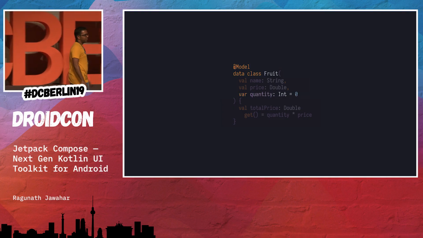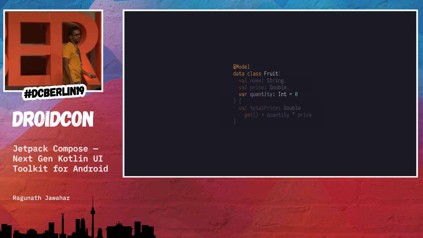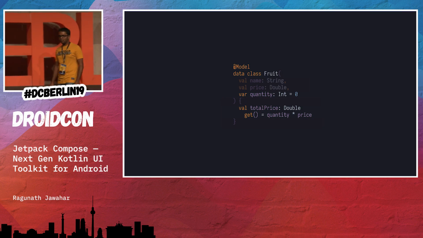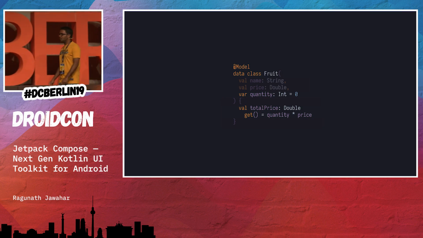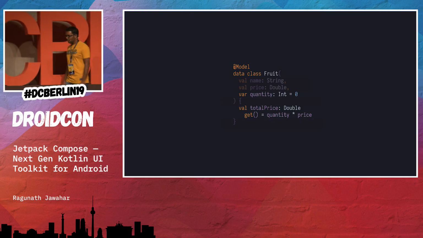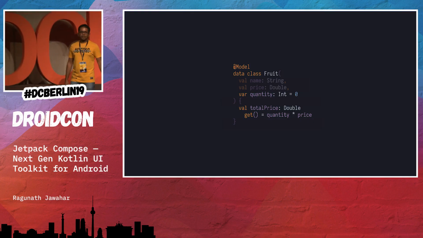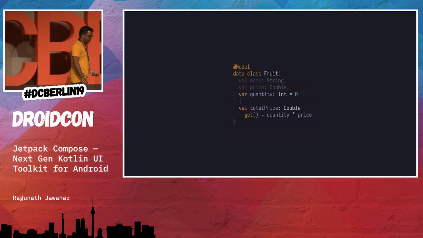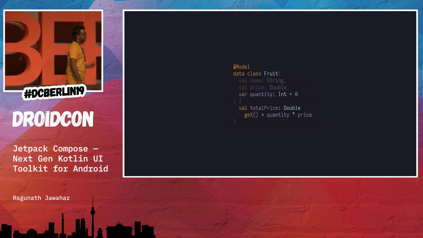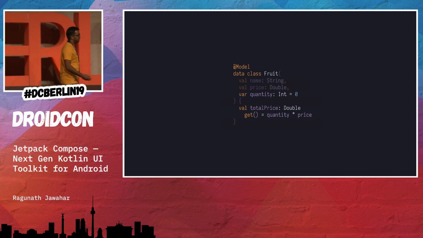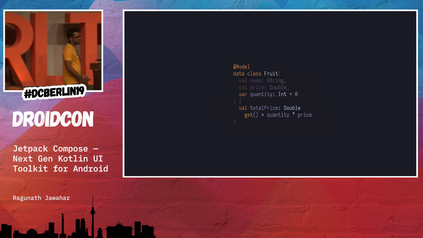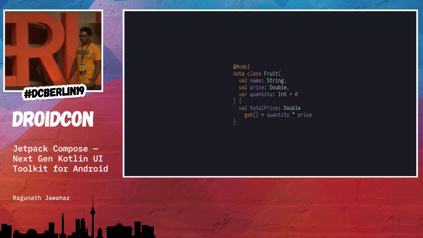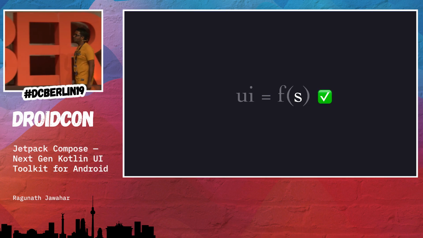So if you notice, we have a bunch of properties. We have quantity, which can trigger a change. And then we also have total price. Even though this is a val, it is backed by a mutable property. So when quantity changes, and if you have a field or a UI element that is bound to total price, that will also recompose and then show a new thing, re-render the UI for you. Now we're done with state.